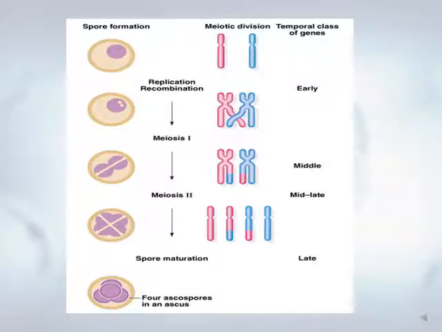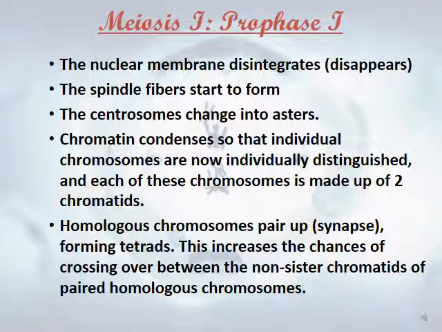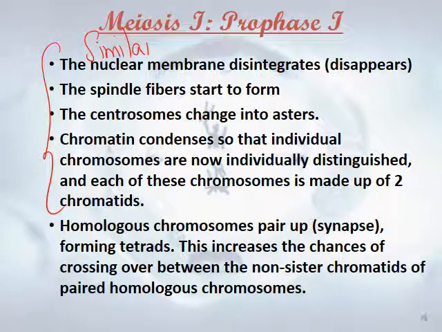So this crossing over is exclusive and only in the meiosis process. During prophase 1, the nuclear membrane disintegrates, like in the case of prophase. Spindle fibers start to form. Centrosomes start to change into asters. Chromatin condenses, so that chromosomes become individually distinguishable, and each chromosome is made up of 2 chromatids. All of them are similar to the process of mitosis, till now.